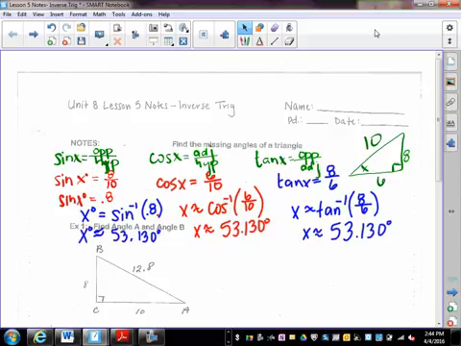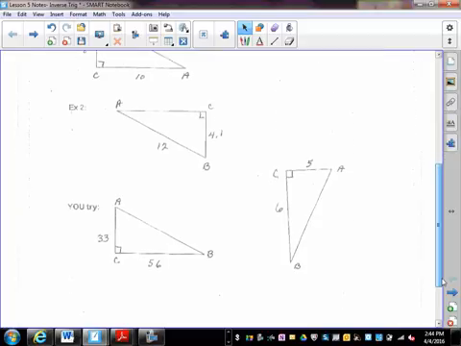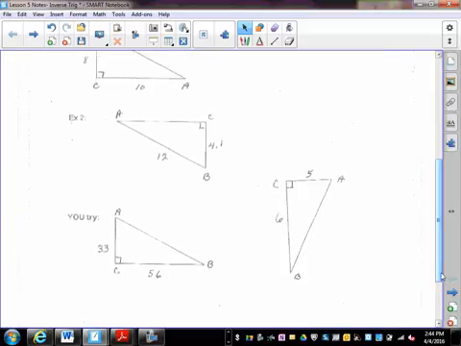Sine, cosine, and tangent only work for which kind of triangles? Right triangles. Okay, questions on that? Okay, let's do a couple together. Let's scoot down to where we have some more room. Let's try this guy.